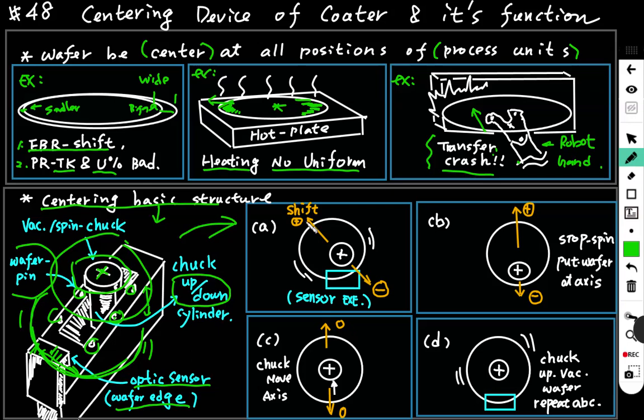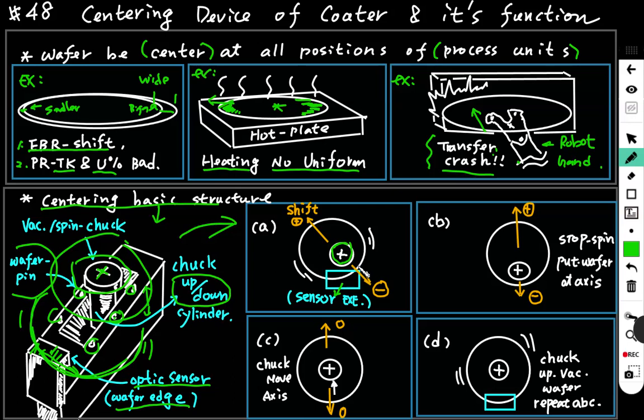Now we see the procedure of centering. Step A, the chuck. This is a chuck. Vacuum and hold the wafer. This is a wafer. It spins slowly, and this is the optic sensor. The optic sensor executes to read the wafer shift condition.